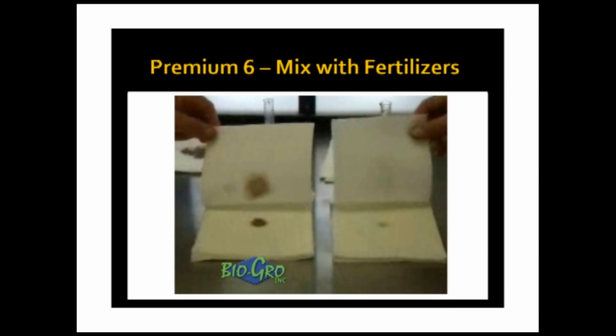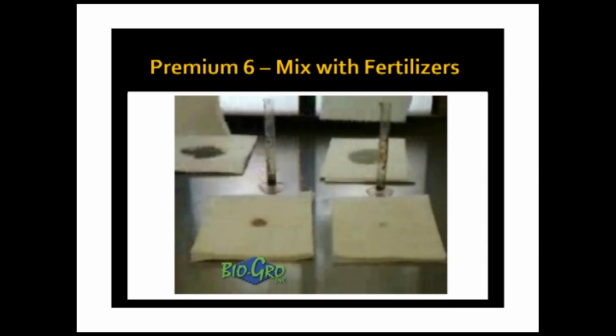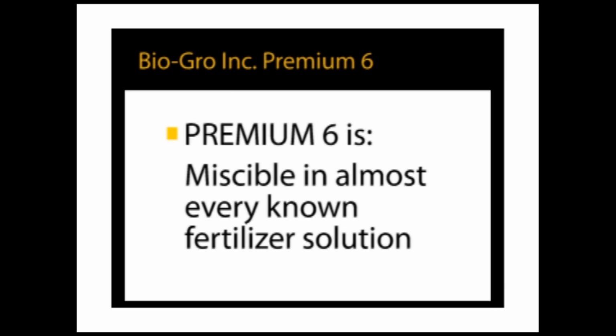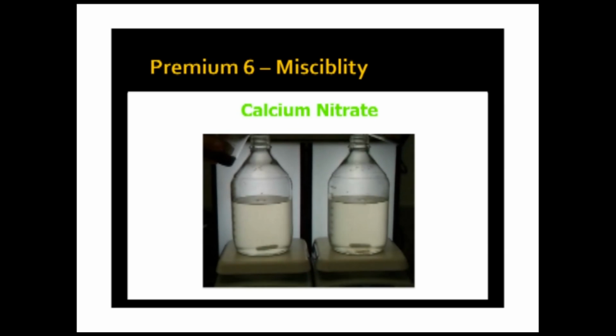So the question is, what product will move with the fertilizer in the soil? More importantly, which mixture will have the highest surface area and best distribution of the humic acids throughout the soil profile? BioGrow's Premium 6 humic acids product is miscible into almost every known fertilizer solution. This demonstration is very self-explanatory. Premium 6 humic acids are compatible with calcium, magnesium, zinc, manganese, and all other micronutrient fertilizers. This is especially important since humic acids are known for their improved uptake of micronutrients.